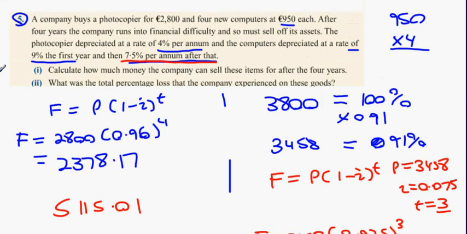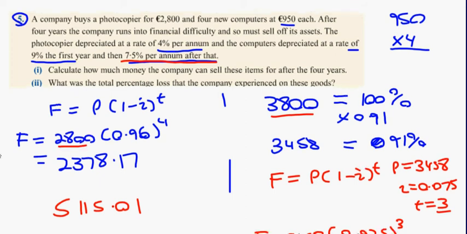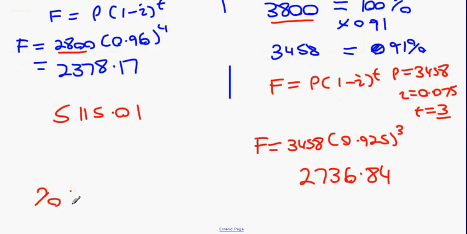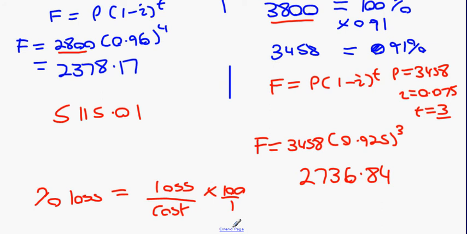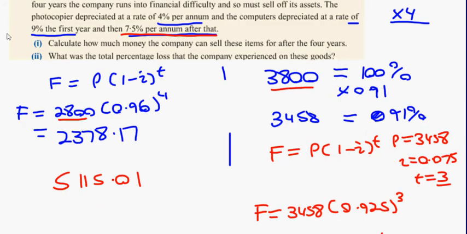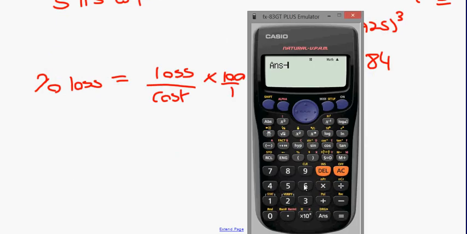Okay, what percentage loss did the company experience on these goods? Well, the goods are worth initially 3,800 and 2,800, which is 6,600. So percentage loss equals loss over initial cost multiplied by 100 over 1. So it's going to be our initial cost, 2,800 plus 3,800 is 6,600, take away this number here.